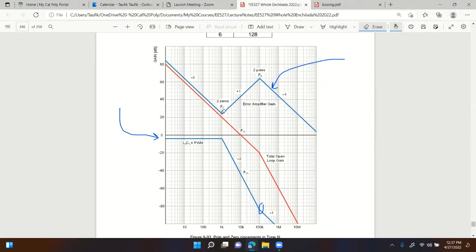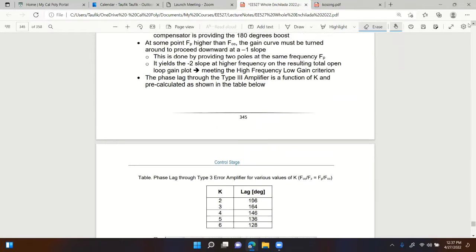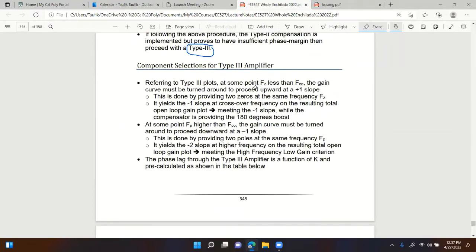So again, FZ is right there, FP is right there, and the crossover frequency is right there. And okay, referring to that figure, at some point FZ less than F crossover frequency, the gain curve must be turned around to proceed upward at +1 slope. So it starts from -1, but we want it to proceed with +1. This is done by providing two zeros at the same frequency, right? And then at some point, FP higher than F crossover frequency, the gain must be turned around to proceed downward at -1 slope.